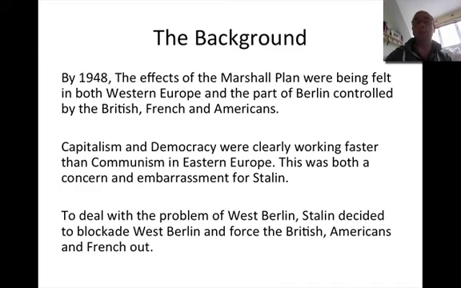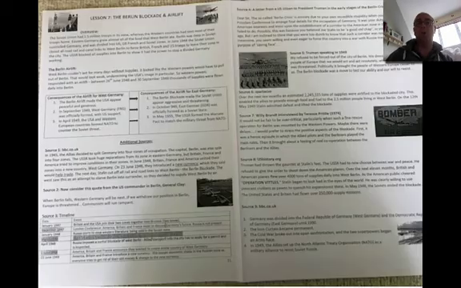To deal with the problem of West Berlin, Stalin decided that he would blockade West Berlin. He wanted to force the British, the Americans and the French out, because ultimately West Berlin could not be defended if the Soviets wanted to take it. Of course, there was always the risk that by taking West Berlin, Stalin would start a war.